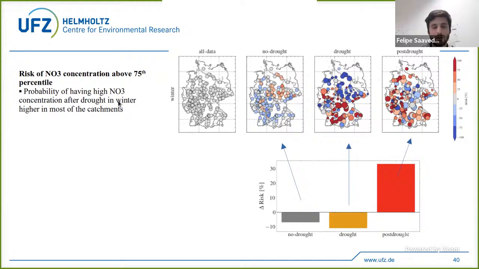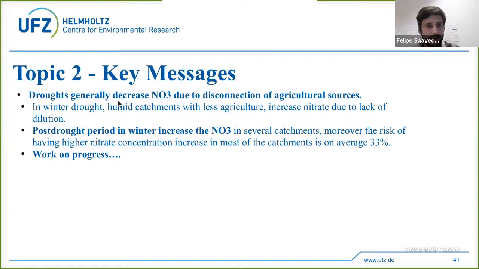So, some key messages from this part. Droughts generally decrease the nitrate concentration due to disconnection of agricultural soils. In winter drought, these southern catchments have higher concentrations because they are more humid, but at the same time there's less agriculture in this zone in the south. Because of the lack of dilution, you will have an increase in nitrate. And these catchments, because they don't have so much agriculture, will not have this enrichment effect.